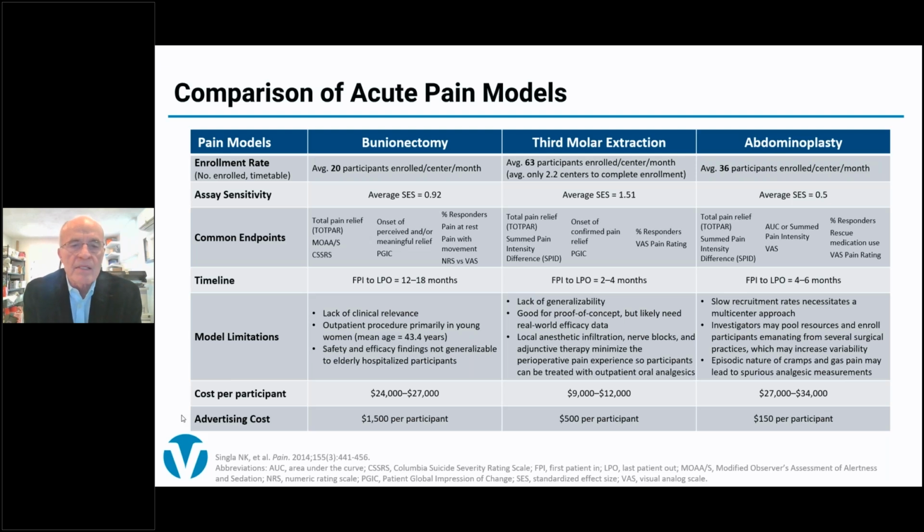Now, what's the cost? Well, these are 2024 estimates that I've been able to come up with, and obviously there's a range, and it will be influenced a great deal by the protocol design, the molecule, the objectives, the endpoints, and whether it's a proof of concept or a phase 3 pivotal study. There are additional costs like advertising costs and sometimes the completion of the CSR that have to be taken into consideration. Next slide.